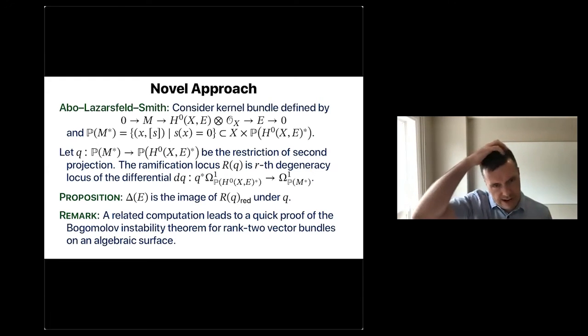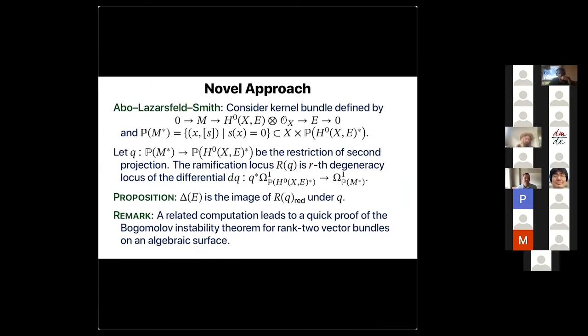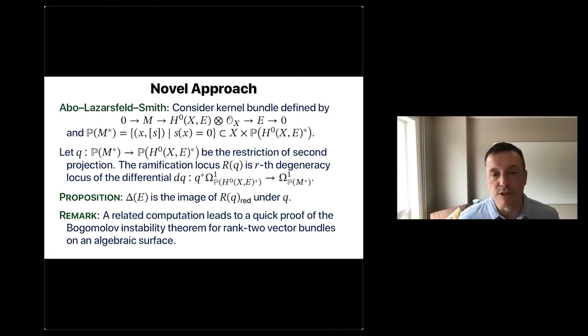We use this technique that I learned from work of Green and Lazarsfeld and has been widely used by many other people studying vector bundles. And that's to consider the kernel bundle. So E was by definition or by assumption globally generated. So that means I get a surjective map here, right? If I take the global sections and map onto E, just the natural evaluation map, that's going to be surjective, and I declare M to be the kernel.